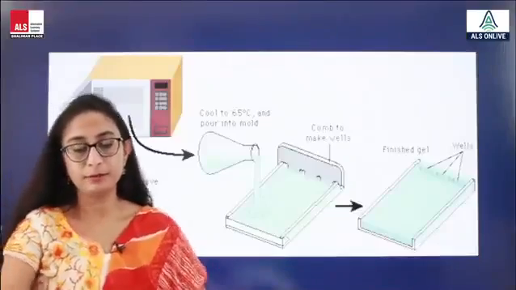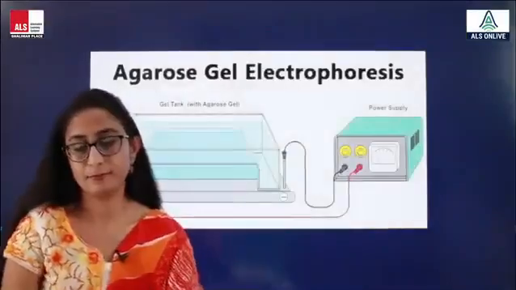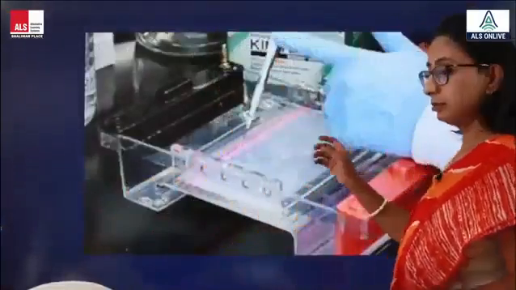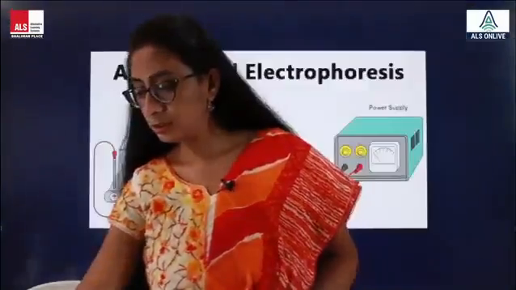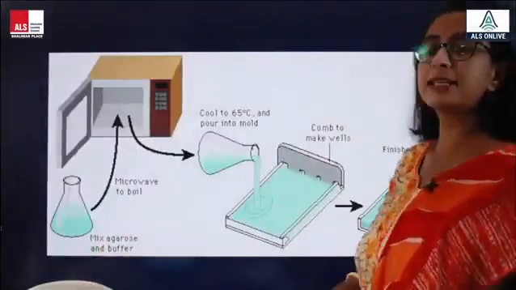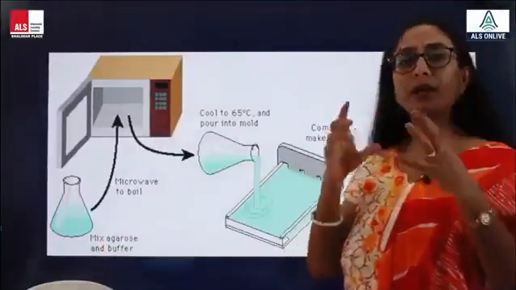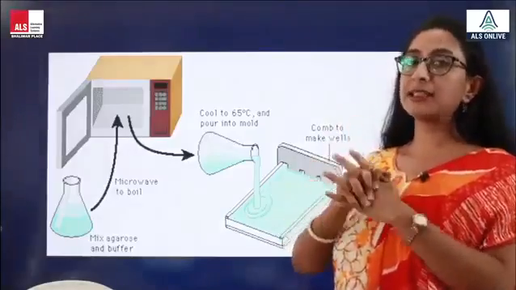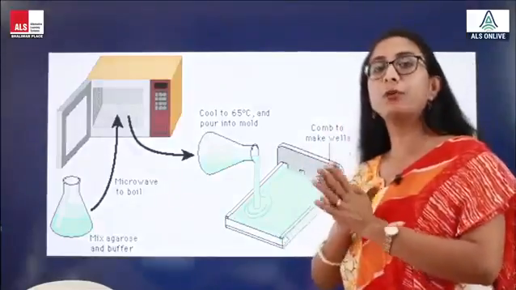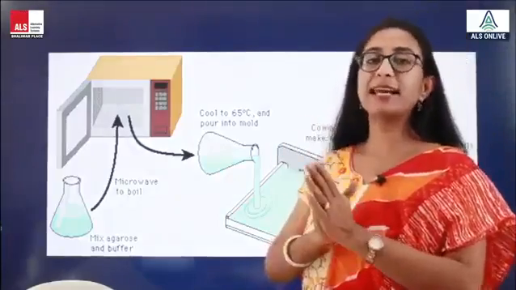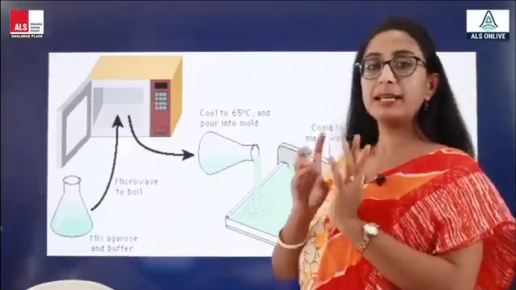See, this is how the agarose gel is made for electrophoresis. Very simple. You don't break your head thinking how all these things are. In very simple terms, agarose gel electrophoresis is a technique through which we separate DNA, RNA and protein molecules based on their size and charge. So DNA and RNA are negatively charged.